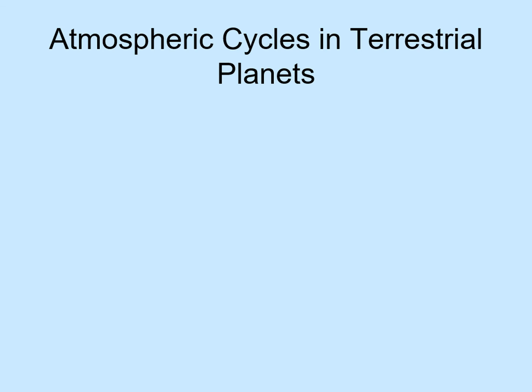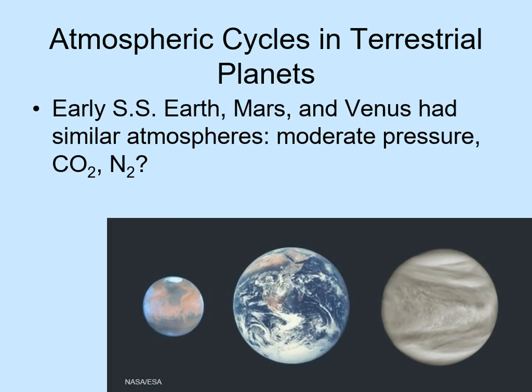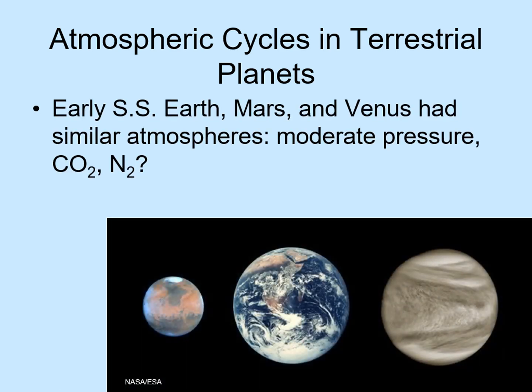Now we turn specifically to the three largest terrestrial planets and look at the way their atmospheres have evolved over time. When we look at the evidence for the early atmospheres of Earth, Mars, and Venus, we find something very surprising. While they are currently very different from each other, in the past they were a lot more alike.